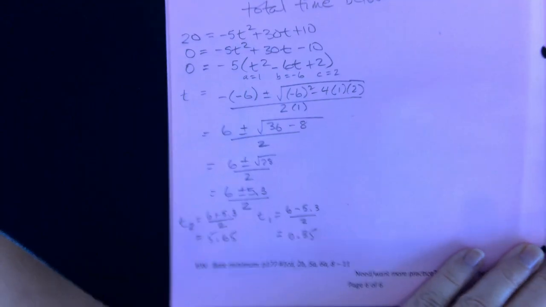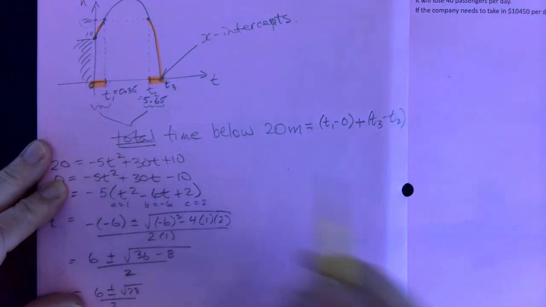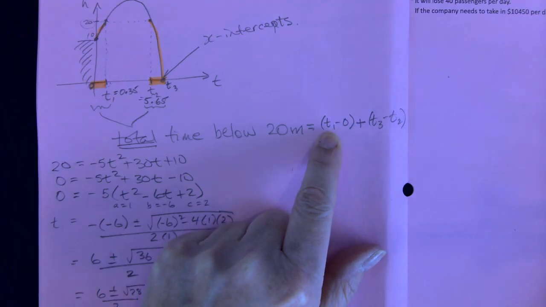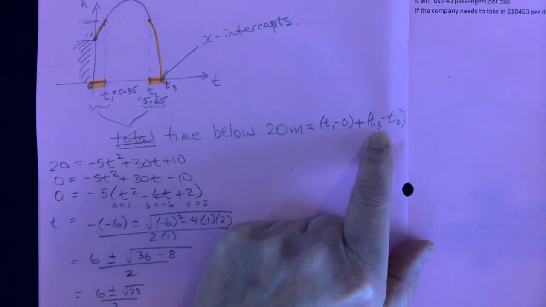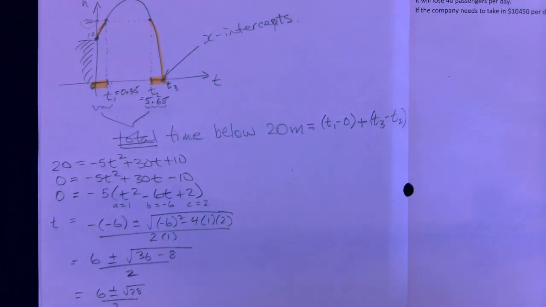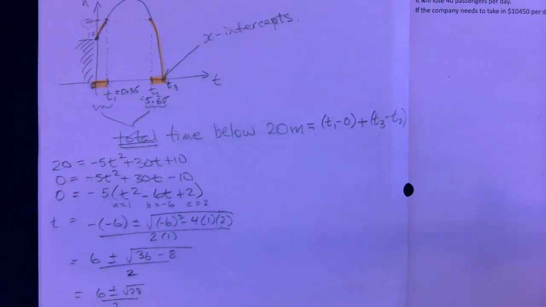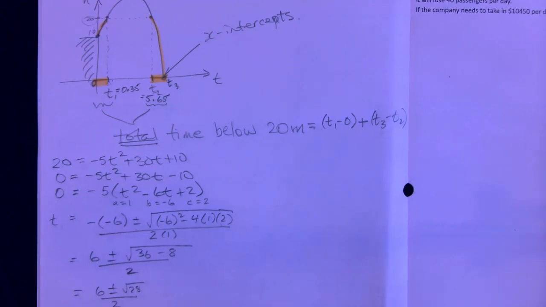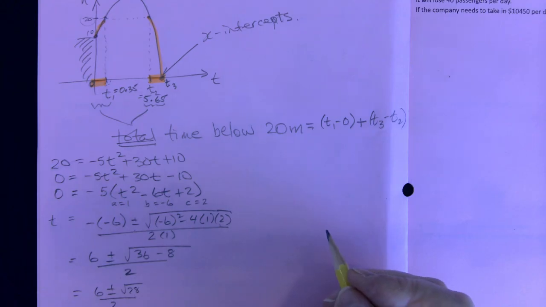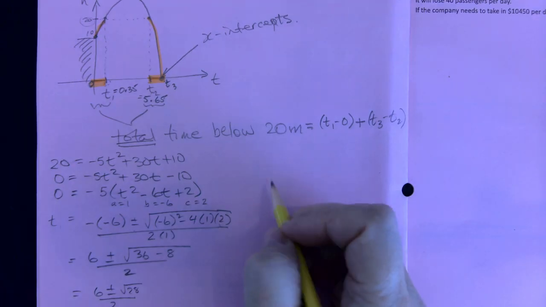Okay, now in order to complete the total time below 20 meters, I need T1 minus 0, well I have T1 now, plus T3 minus T2. T3 minus T2 gives me this little space of time right here, but I don't have T3 yet. T3, however, is an x-intercept. And how do we find x-intercepts? All the time. Set y to 0. I hope you said it, even though I'm not there to hear it. I have a feeling you did not, but I'd really be thrilled if you did.